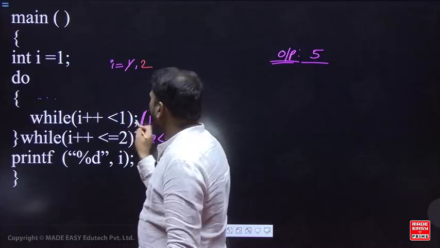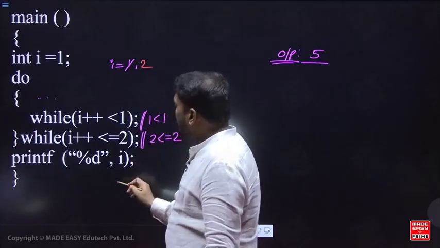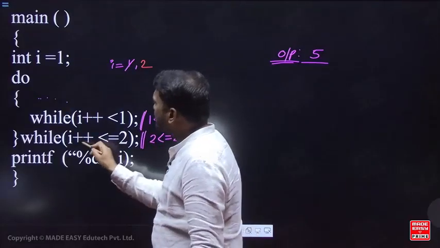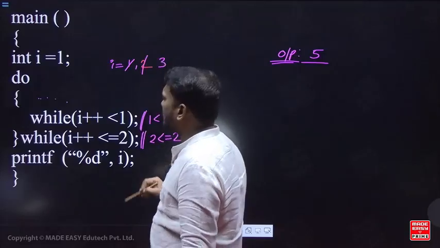Now, while i++ < 1: here the condition was true, so the answer is no. Because the condition was true, you have to do it again. Now look here, because it is a post increment, 2 less than or equal to is true, so the I value becomes 3 here.